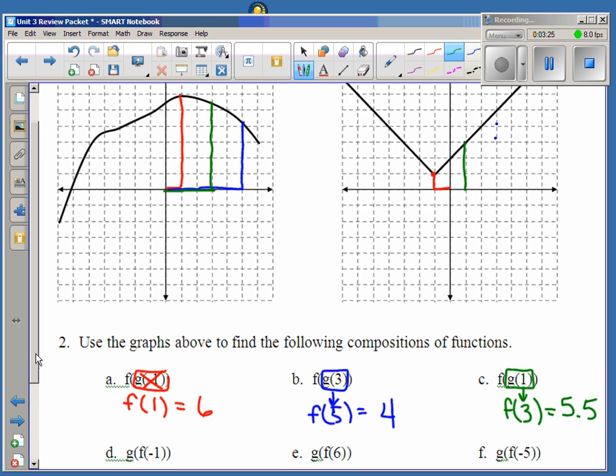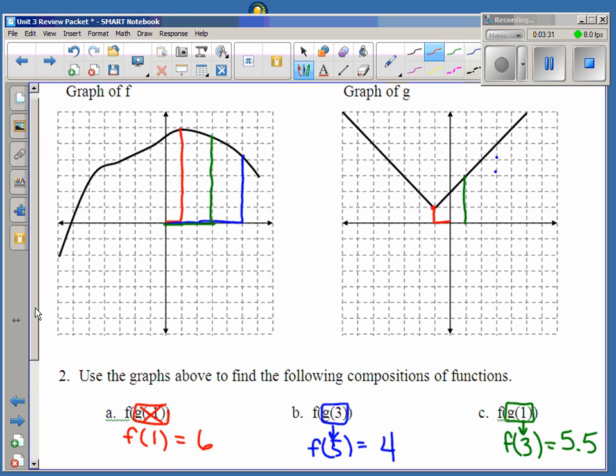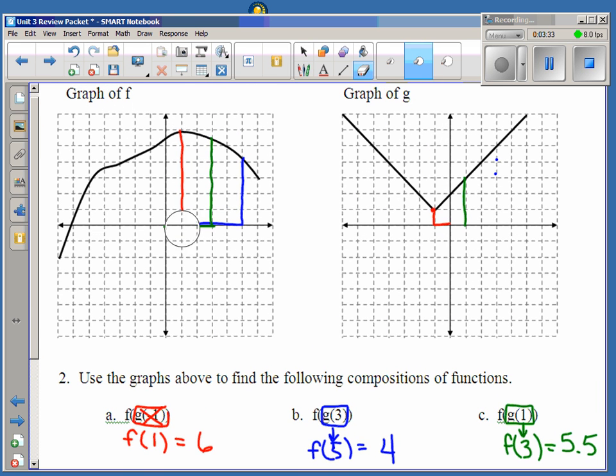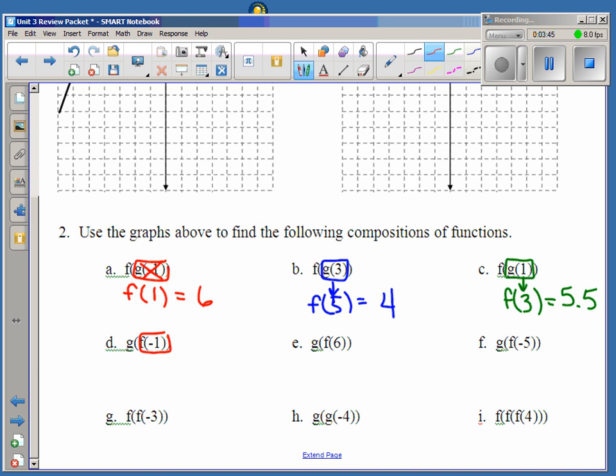All right, moving on to the bottom. Now I switched it up on you. I said we're going to start with f first. So g of f of negative 1. I go on the f graph first. Let me just erase what I have here. So I go to negative 1, and I go up 1, 2, 3, 4. We'll call that 5. Okay, so f of negative 1 is really 5.